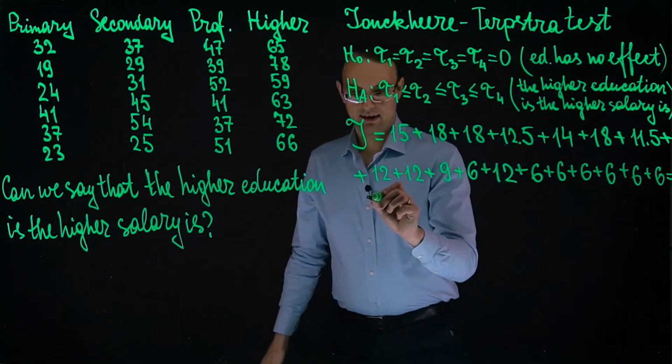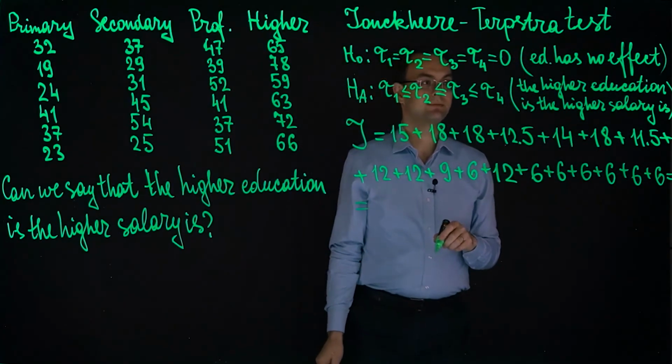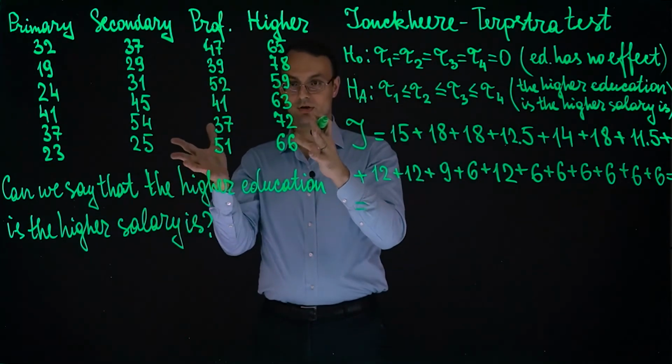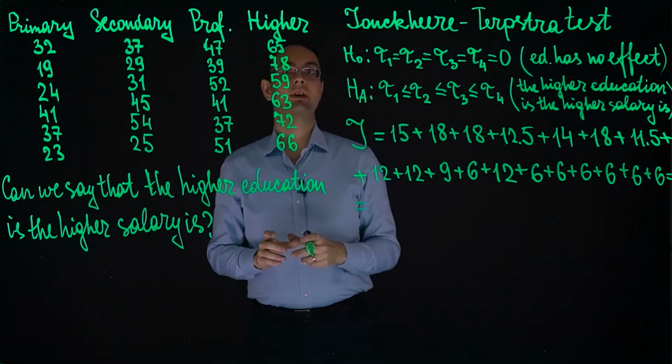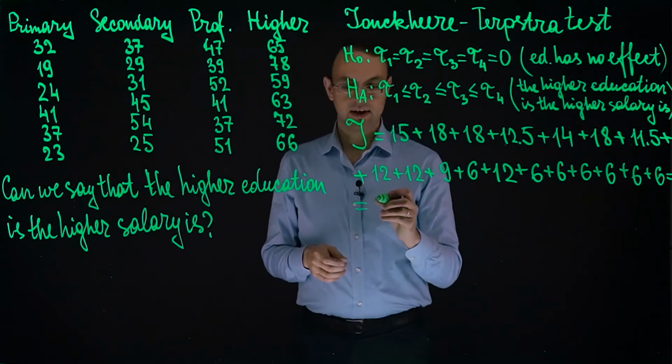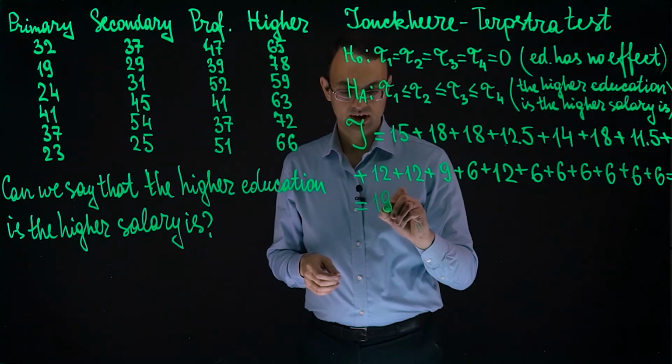So if I add all these numbers, so that's all with comparing. Now I'm to add all these numbers, and if I do this, I'll get that the value of J is 193.